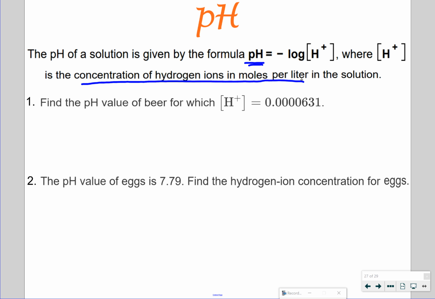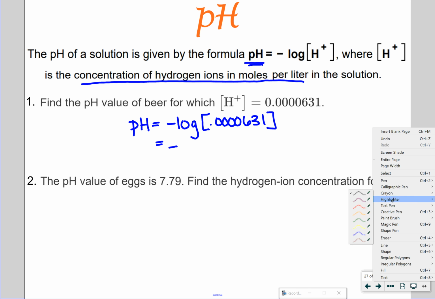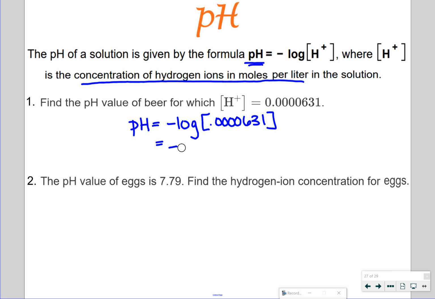So for example, let's find the pH value for beer that has the following hydrogen ion concentration. So if I wanted to find the pH, it would be negative log, and I'm just going to plug in that value, 0.00000631. Okay, so I'll bring down my negative, and actually let's just go ahead and type the whole thing in the calculator. So you're just going to use that log button that we practiced last time. It's right next to your 7 button.